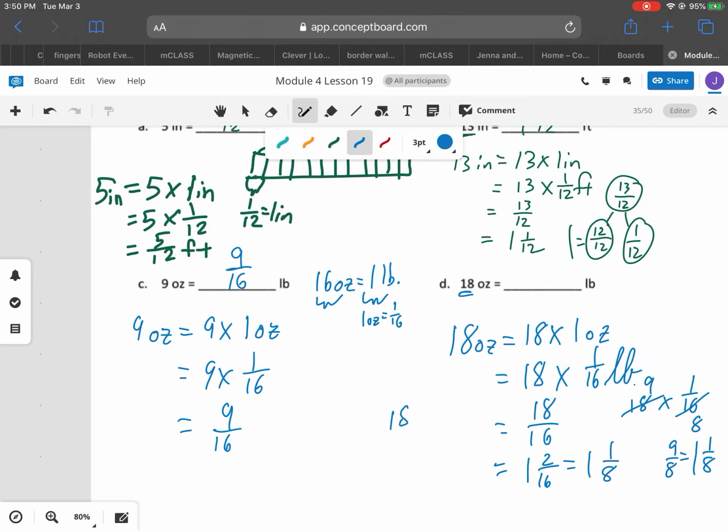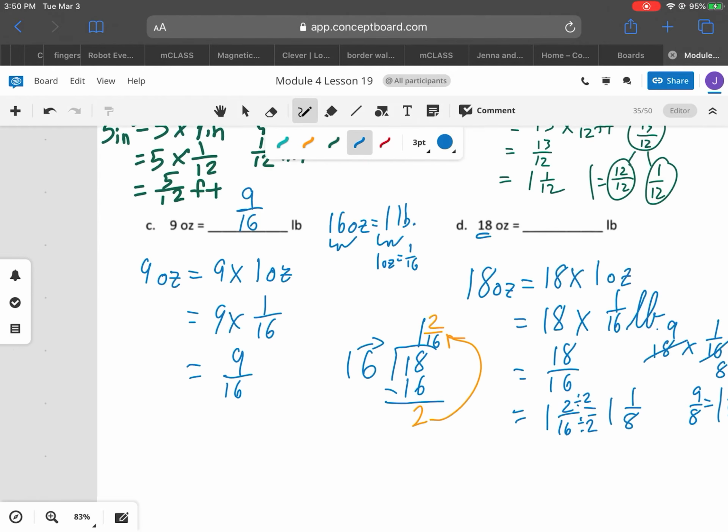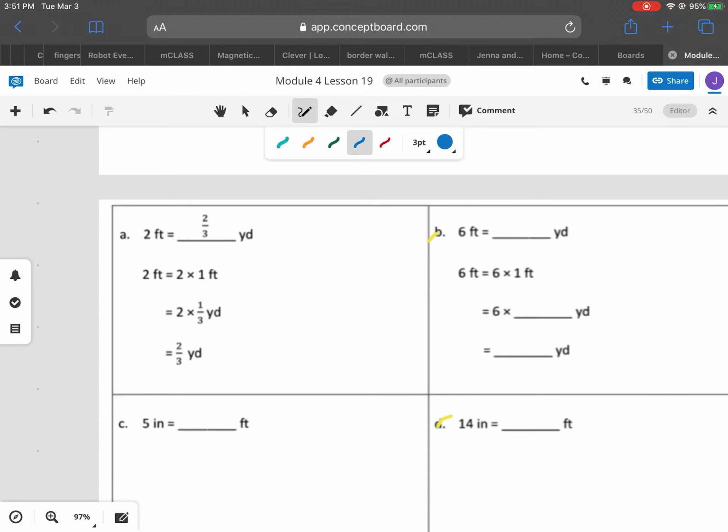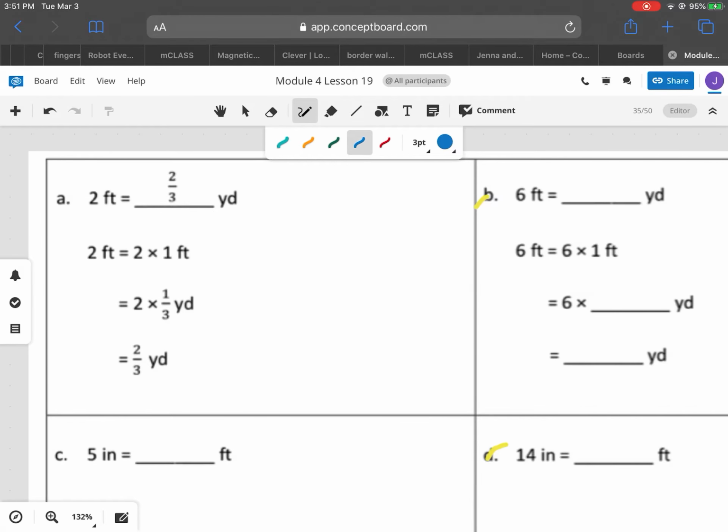18/16, again, 18 divided by 16 will equal 1. Subtract the 16, and I'll be left with 2. So the 2 becomes my new numerator, and my 16 comes from the divisor over here. Okay, so it's 1 and 2/16. We can also divide both of these by 2 to get 1 and 1/8. All right, moving on. We have that one as an example for yards.